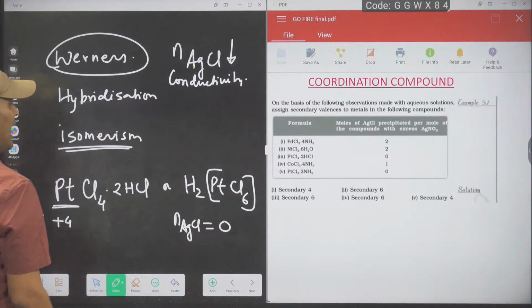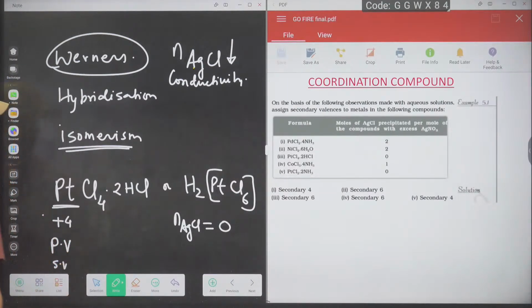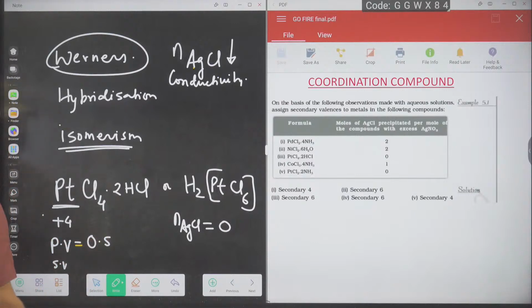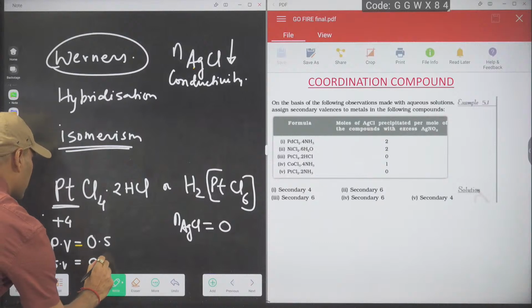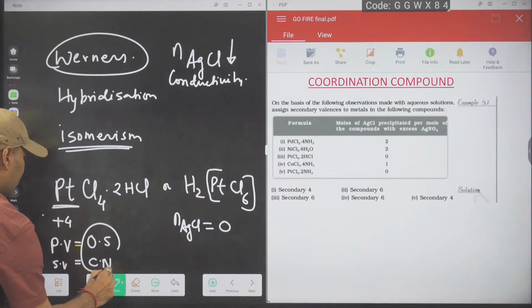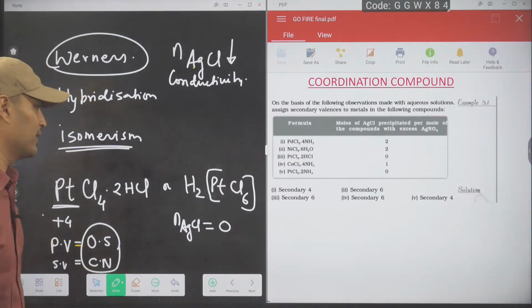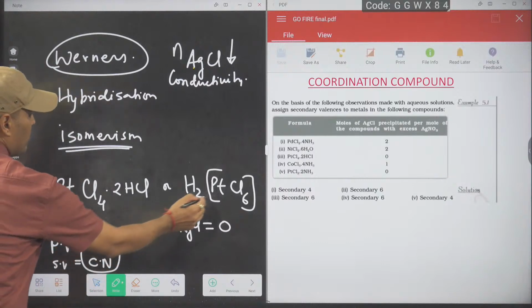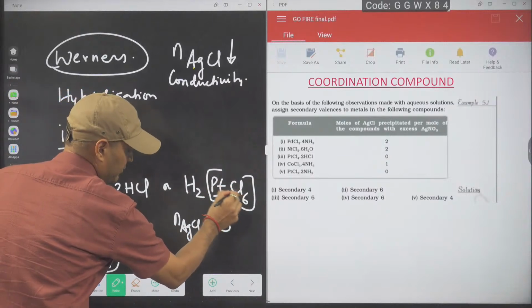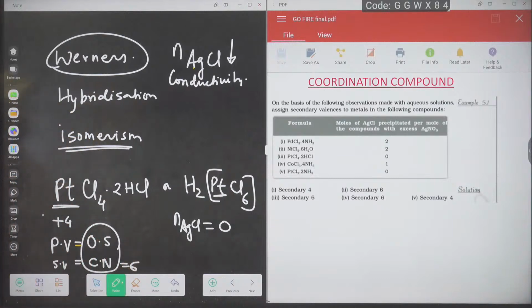Then you will ask, sir, how to tell primary valency and secondary valency? You can say primary valency is equal to oxidation state and secondary valency is equal to coordination number. Simple, bas khatam. Like what is the coordination number of platinum? How many sigma bonds are there? 6. So coordination number is 6.